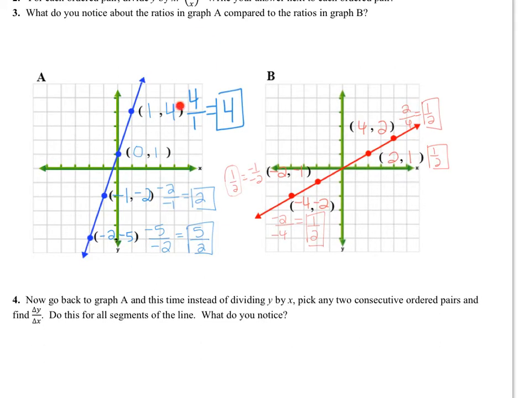Okay, so we had already done the first one. 4 divided by 1 is 4. I'm going to skip this one. Here, negative 2 divided by negative 1 is positive 2, and negative 5 divided by negative 2 is positive 5 over 2. I could make that mixed, but you don't need to.